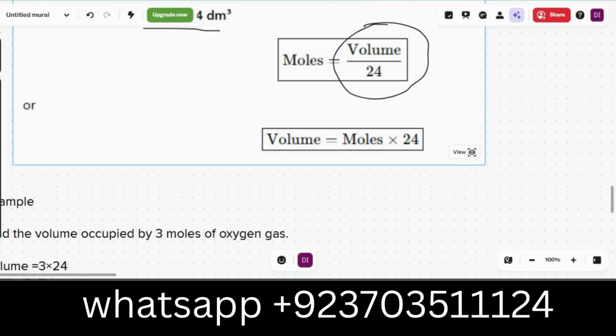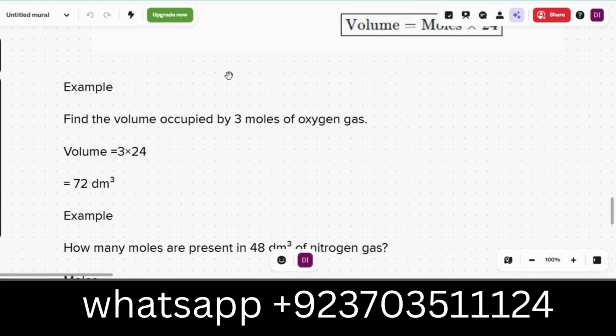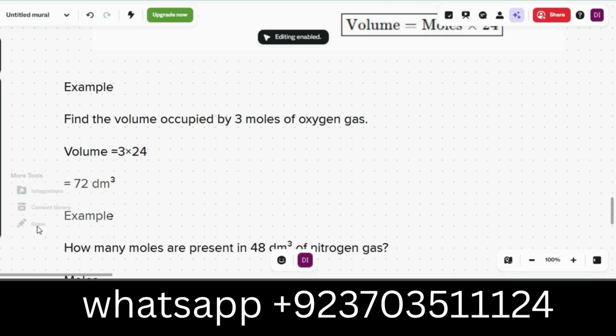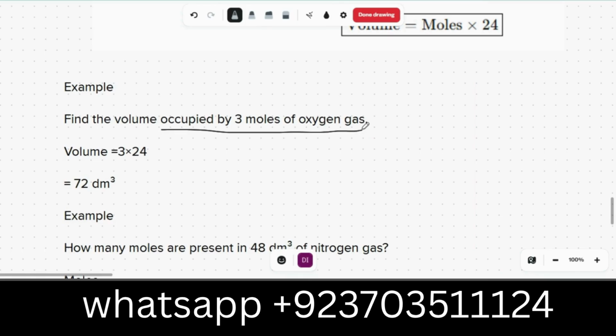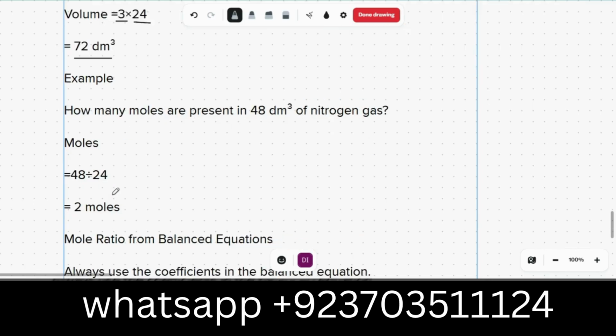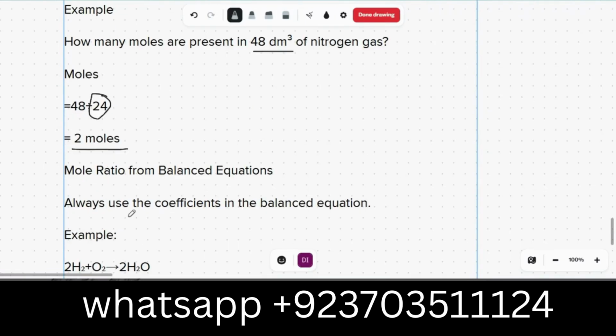Now here is an example. Find the volume occupied by 3 moles of oxygen gas. The number of moles is 3, so we multiply by 24. That will give us 72 decimeter cube. How many moles are present in 48 decimeter cube of nitrogen gas? 1 mole occupies 24 decimeter cube, so 48 divided by 24 gives us 2 moles.